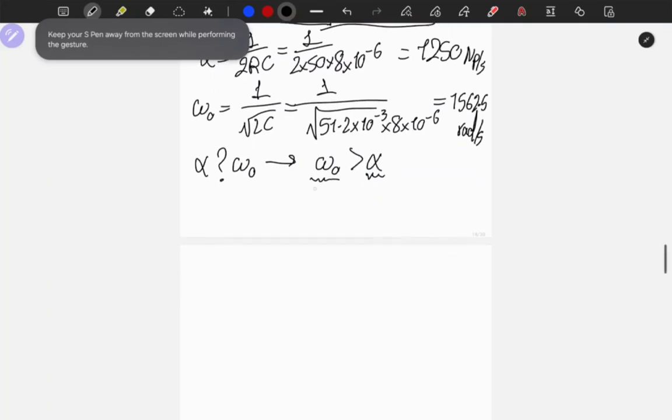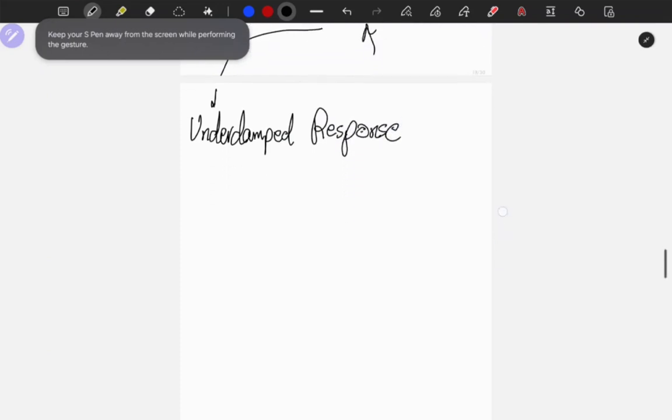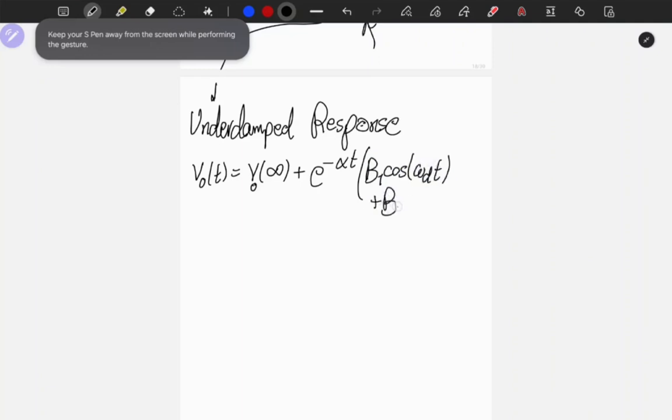So overall, if you look into the formula sheet, this is the case of underdamped response. The oscillations are greater than the damping effect. So an underdamped response, our solution will be V0 of t is equal to V at infinity, V0 at infinity, plus exponential minus alpha t into B1 cosine omega d t plus B2 sine omega d t.